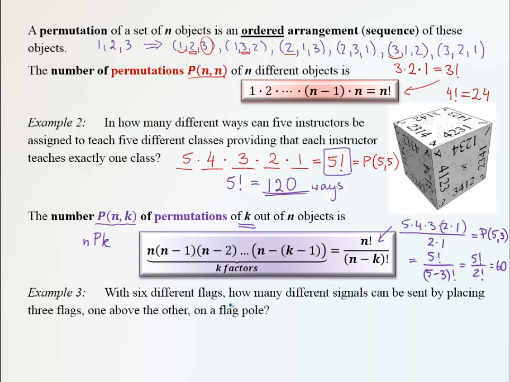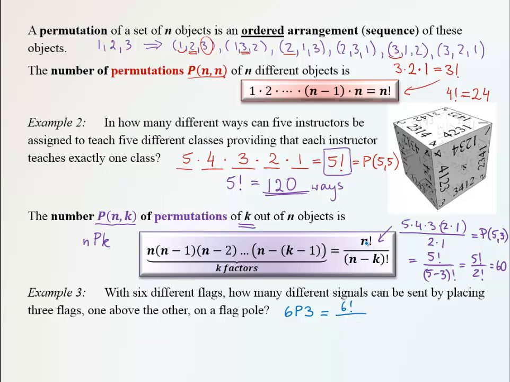With 6 different flags, how many different signals can be sent by placing 3 flags, one above the other, on a flagpole? So what we have here, we need to choose 3 flags out of 6 possible and arrange them in order. So the arrangement is important. Therefore, we're talking about permutations, and those will be permutations out of 6 possible. We are choosing 3 flags. So 6P3.